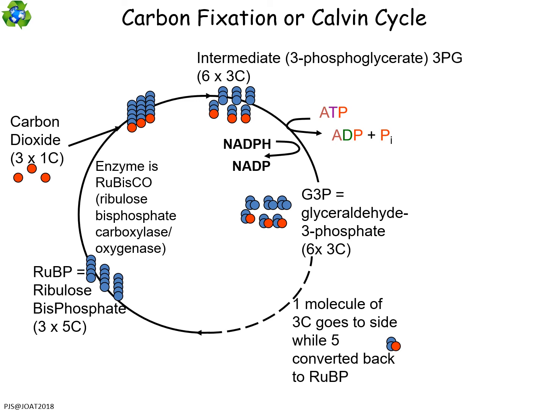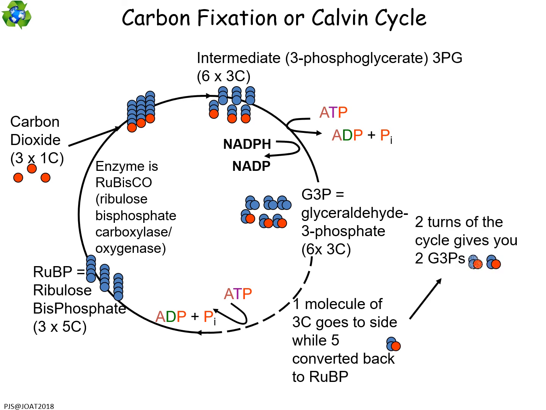Now I've got 5 3-carbons, so I can convert 5 3s to 3 5s. I've just drawn a dotted line because it's several steps, but you don't need to know them all. We are going to have to use some more energy to make that happen. So if I go round twice, I can manage to get 2 of these 3 carbons. And once I've got 2 of these 3 carbons, I can make it into the 6th carbon, which is glucose.